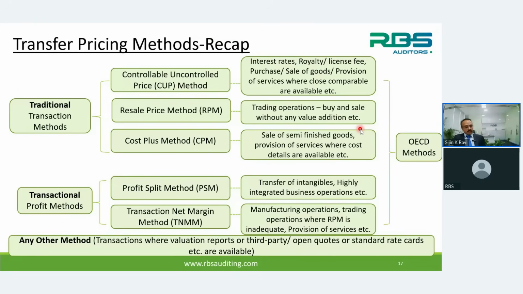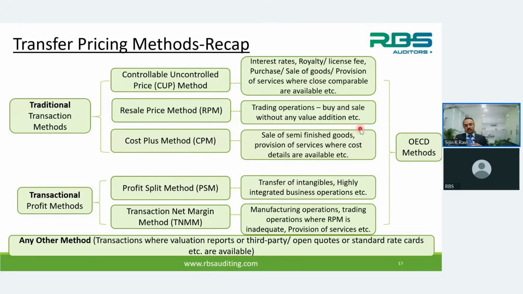So this slide we have already discussed in the webinar series, but just for a recap, these are the transfer pricing methods we have adopted. There are 5 methods. One is the traditional transaction methods, and the second is the transactional profit methods. The traditional transaction methods relate to the CUP method, resale price method, and cost plus method. The transactional profit methods are the profit split method and the transactional net margin method. So these are the 5 methods adopted for transfer pricing.